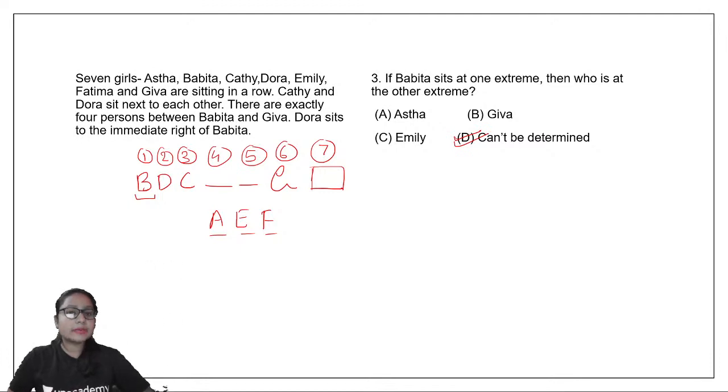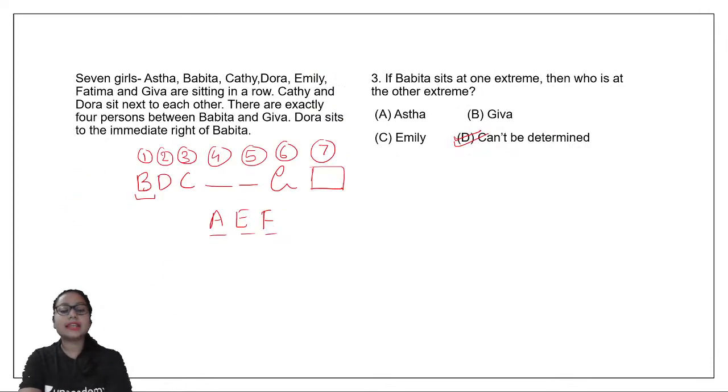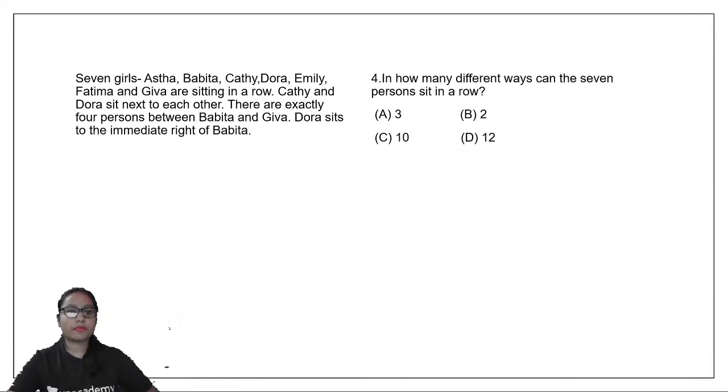Now please be careful that the information given in the paragraph would be applicable to all the 4 questions, to the entire set, and the information given in any one question will not be applicable to another question. As you can see, in the second question itself, it was written that Babita is not sitting at the extreme position. And in the third question, it says that Babita sits at one extreme position. So the info given in the question is for that particular question only. Please mind this. Okay, let's move towards question number 4.